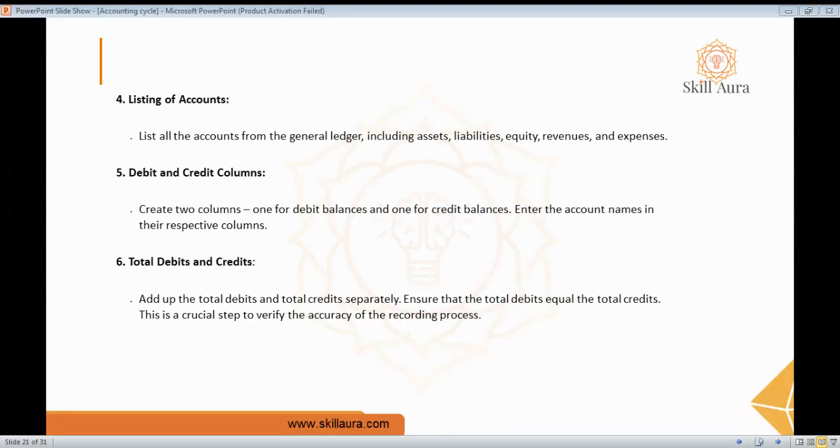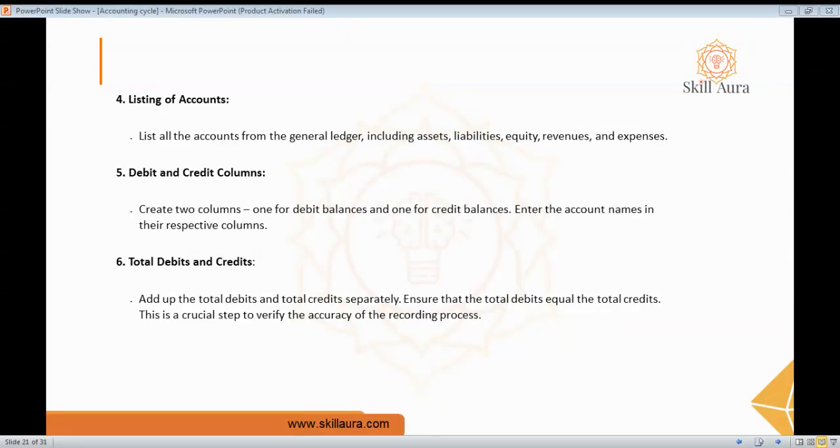The next one is listing of accounts. Here, we list all the accounts from the journal ledger, which includes assets, liability, equity, revenue, and expenses. In simple terms, like cash account, sales account, purchase account, bank account, etc.